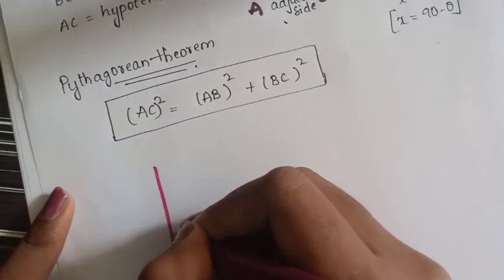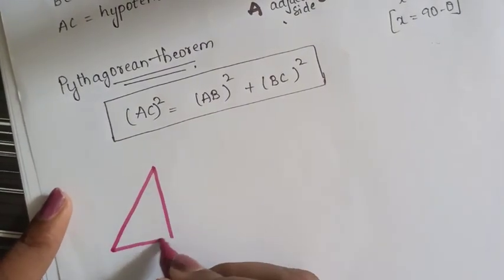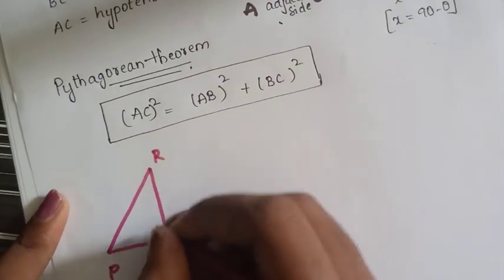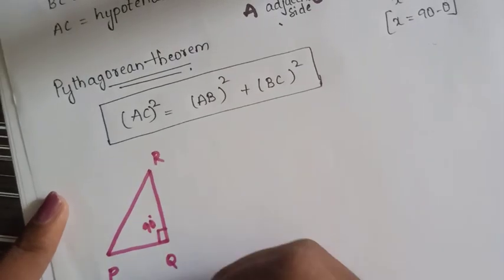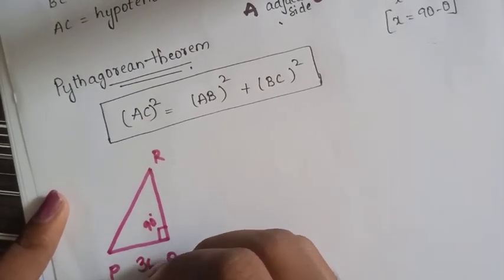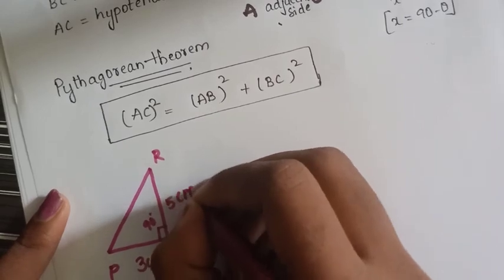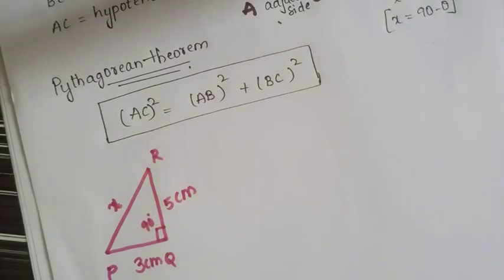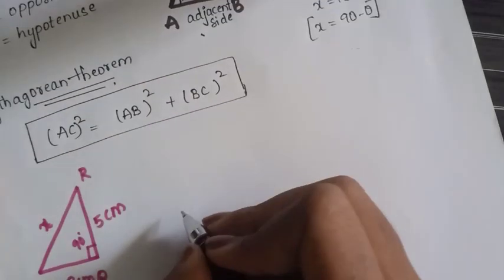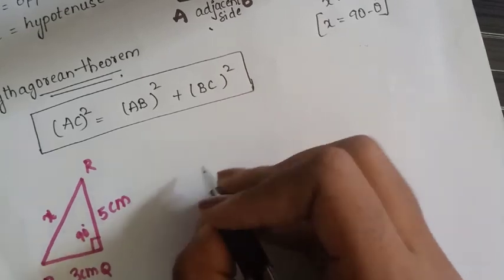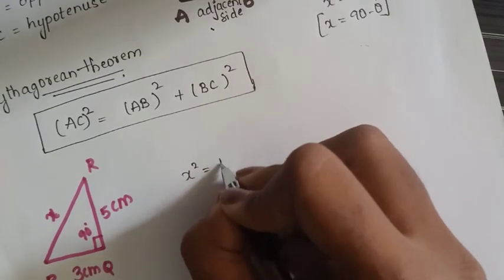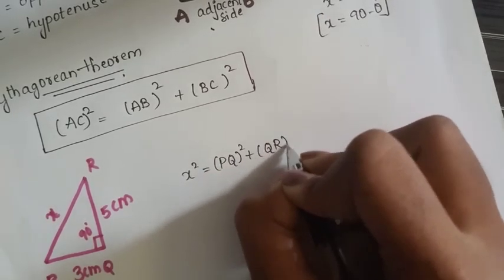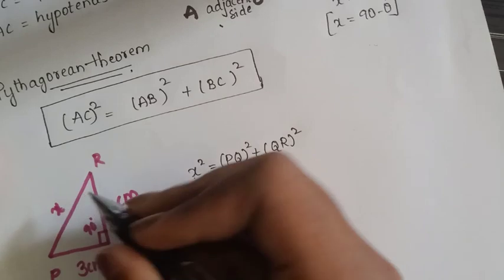If we have a right angle triangle like this, let us name it P, Q and R. It is 90 degrees at Q, and this side is 3 centimeters and this is 5 centimeters. Now we have to find the length of the hypotenuse. Let us assume the length to be x. By the Pythagoras theorem we can write x squared equals PQ squared plus QR squared. X squared is nothing but PR squared, right?